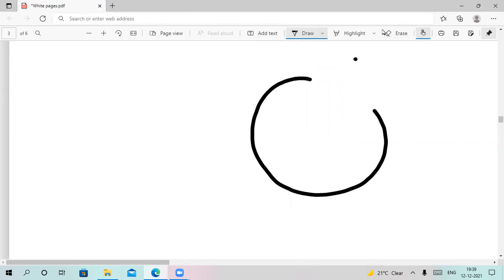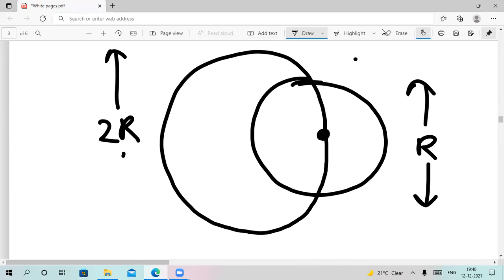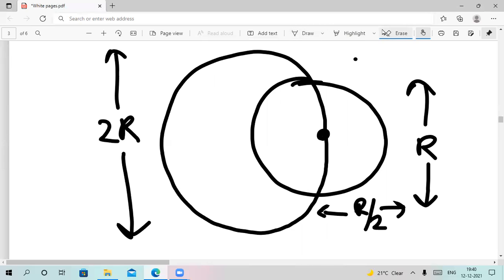So I will draw the sphere again. This time it is like a perfect circle having diameter r, and attached to it another ring-type structure having diameter 2r. We also need to clarify that this is r divided by 2 here. So here will be the center of this bigger ring, because this is r/2 and it needs to be on the perpendicular bisector.